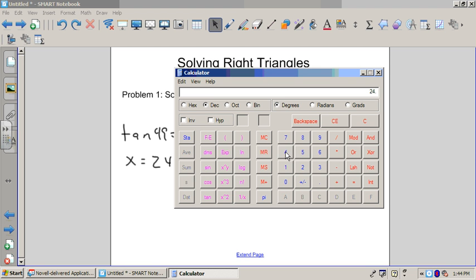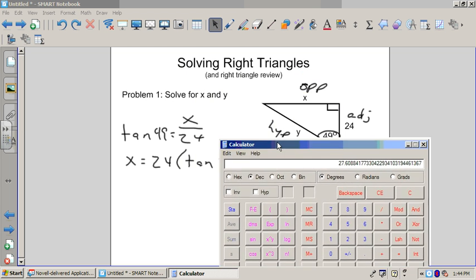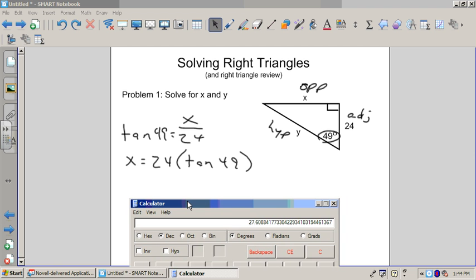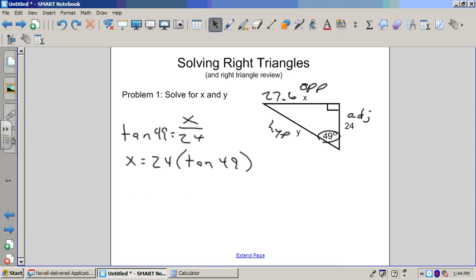All right. 24 times the tangent of 49. Ooh, that took a while, but we got approximately 27.6. That works pretty well for me, because if this is 49, this is 41, 24 should be smaller than what x is, and x is 27.6.